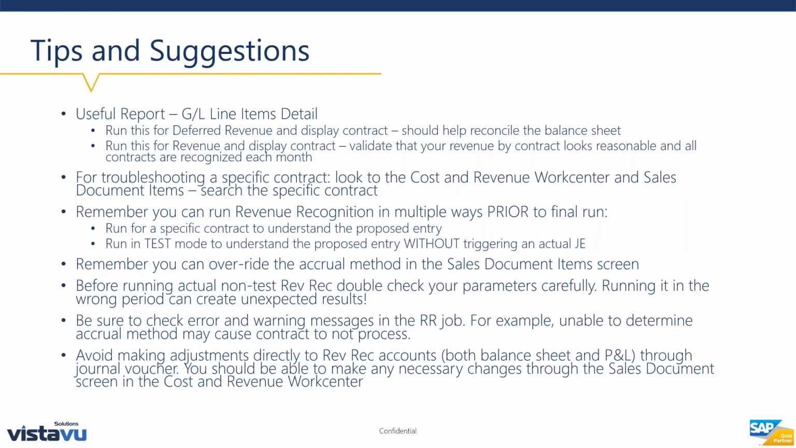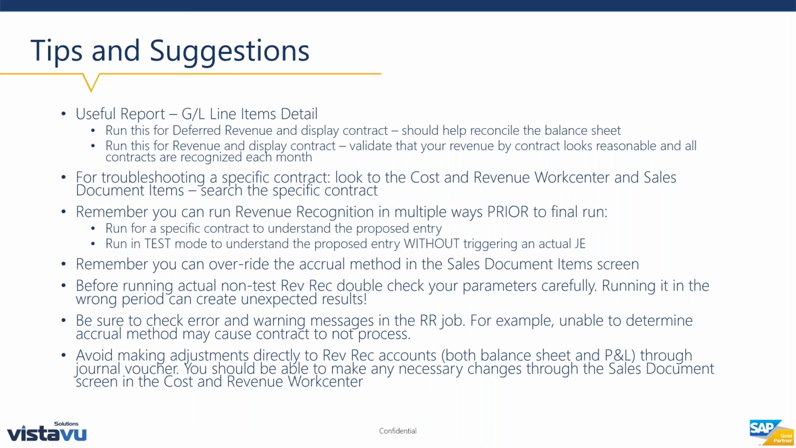And some tips and suggestions. So, useful reports, I've mentioned that. For troubleshooting a specific contract, look to the Cost and Revenue Work Center and the sales document items, and search for the specific contract. I spent quite a bit of time on that. Be really aware of that sales document items screen inside the Cost and Revenue Work Center, it is just a lifesaver.